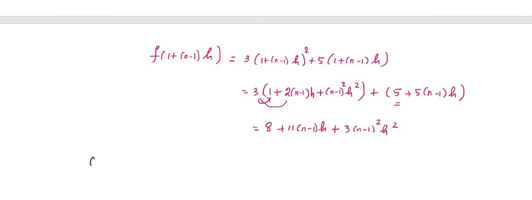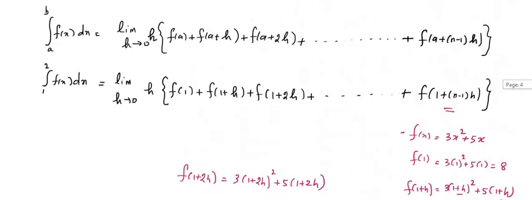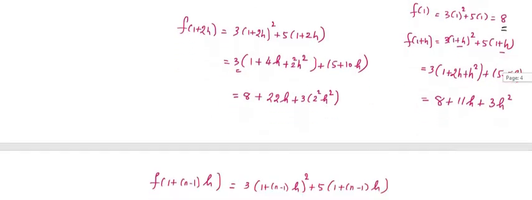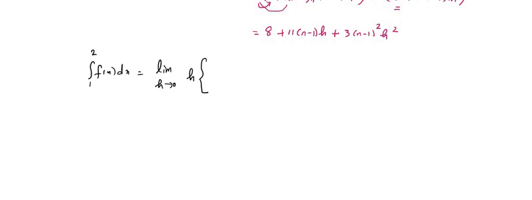See, integral 1 to 2 of f of x dx on the left hand side. On the right side, the formula is limit h tends to 0, h times f of 1 plus the next terms. First term is f of 1. F of 1 is, see here, 8. Therefore, if I substitute that, I will be getting 8 plus, next f of 1 plus h, that I got as 8 plus 11h plus 3h square. This is f of 1 plus h.